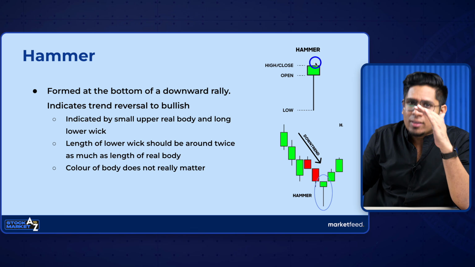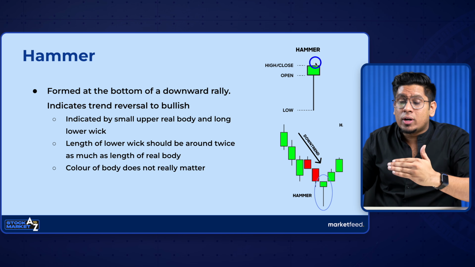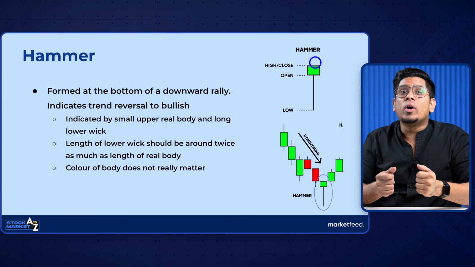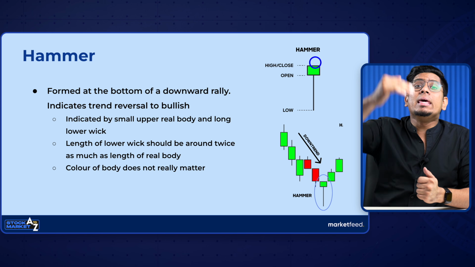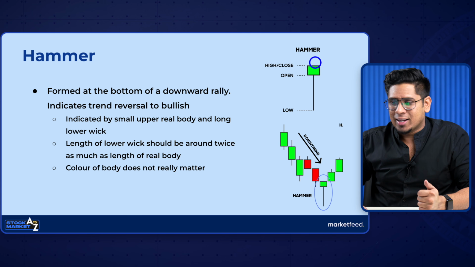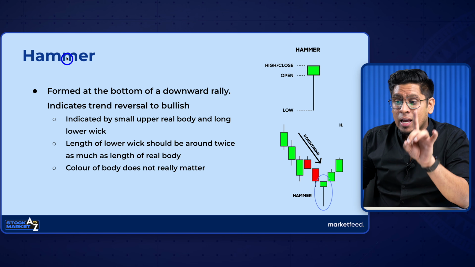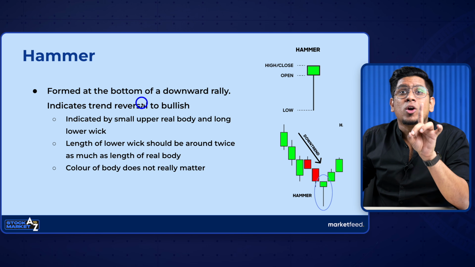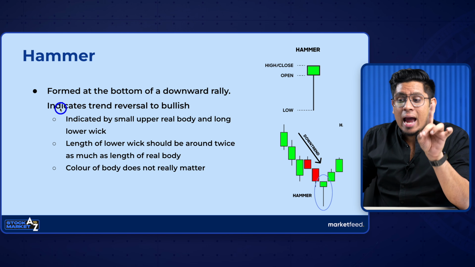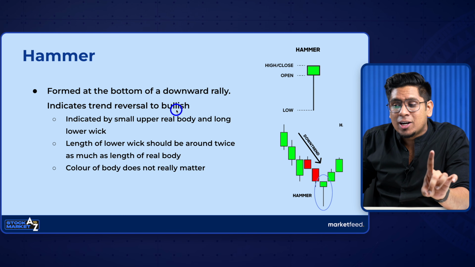What does it mean? If there was a downtrend, it is stopping. Buyers got activated. Now a good buying is going to happen in the market. Correct. Now, if you read here, you'll get more clarity. A hammer is formed at the bottom of a downward rally and it indicates trend reversal to bullish.